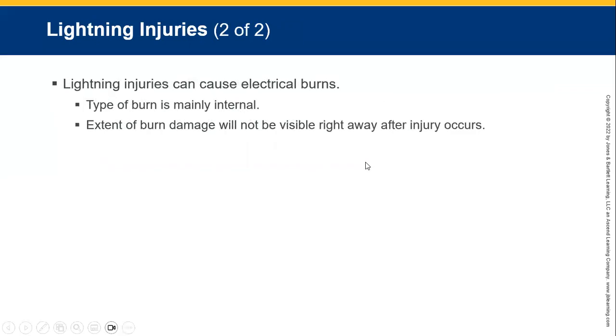Must remember that lightning injuries cause electrical burns. That type of burn is usually internal. The extent of the damage will not be visible right away after the injury occurs. There might be an entrance wound and an exit wound. And remember, everything between the two is also burnt or charred.